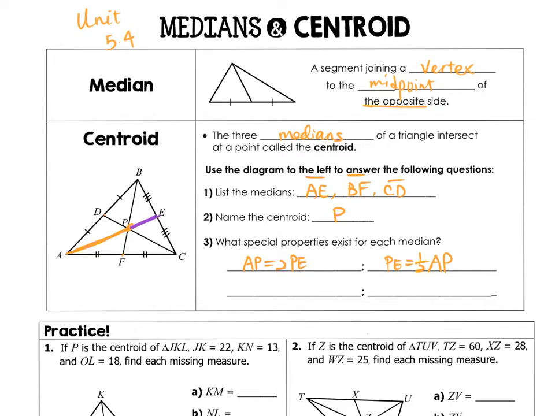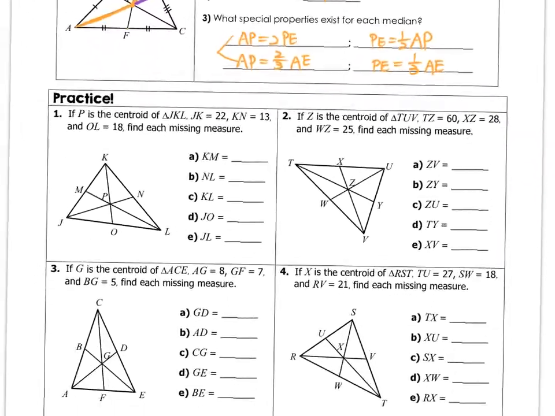And you can also say that AP is 2/3 of AE. Establish the relationship between AP and AE that way. And for the same reason, PE is only 1/3 of the entire length of the median, which is AE. So obviously this relationship works for the other two medians as well. Works for BF and CD and the various segments on them as well. So I'm only using AP and PE as an example here. Okay? So median and centroid are quite unique that way.